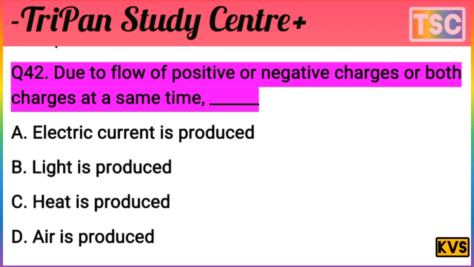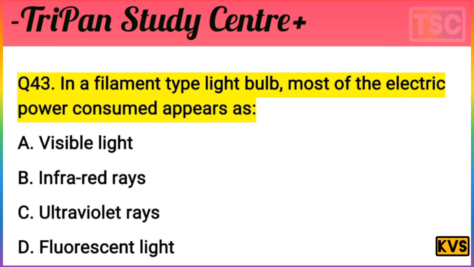When there is a flow of positive and negative charge, both charged at the same time, electrical current is produced. It means option A is correct for this question. Let's see the next question. Next question on your screen.